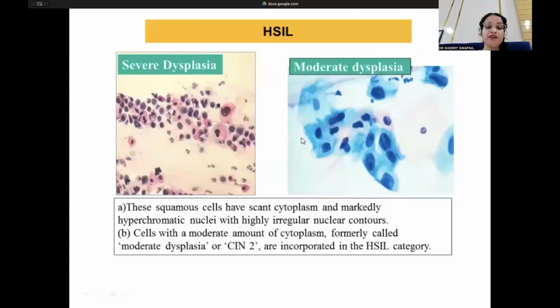So we have included moderate dysplasia and severe dysplasia. Both CIN2 and CIN3 are included in HSIL only. The main difference that you can see is the amount of cytoplasm: in severe dysplasia, there is scanty cytoplasm with a markedly hyperchromatic nucleus and irregular nuclear membrane. Whereas in moderate, you can see a moderate amount of cytoplasm and the nucleus is definitely hyperchromatic, but the irregularity, hyperchromasia, and chromatin distribution that we are seeing in moderate, CIN2, is not that high or that atypical as compared to CIN3, that is severe dysplasia. Next slide, please.